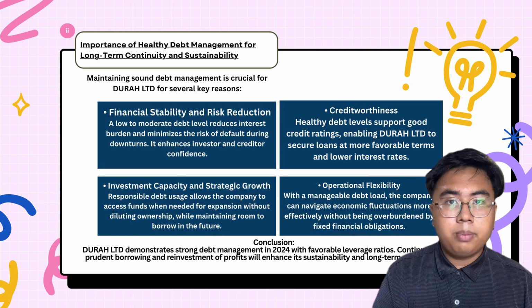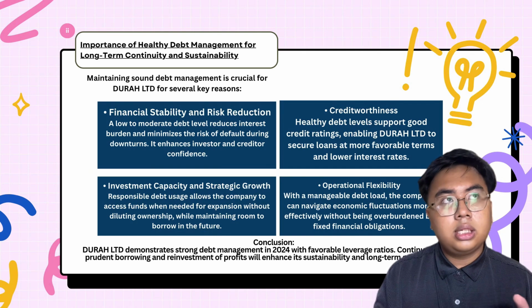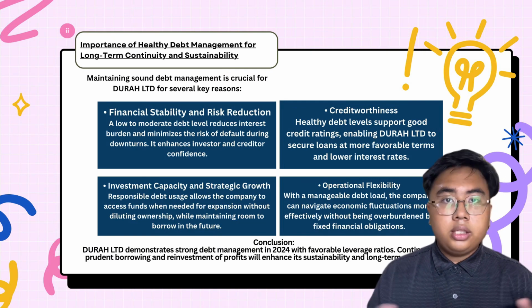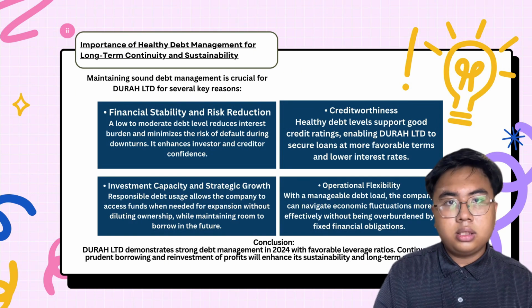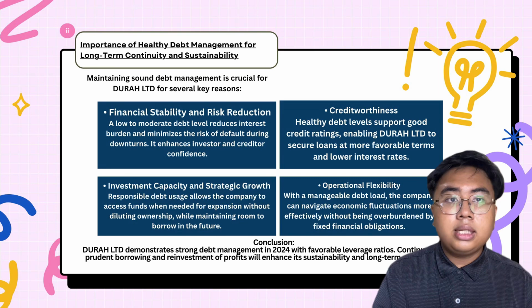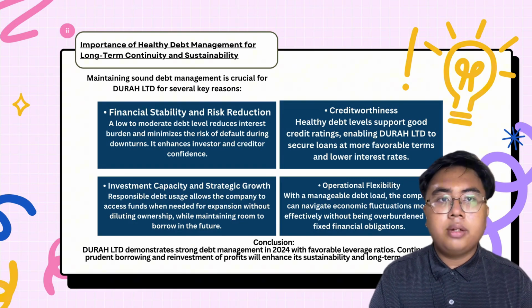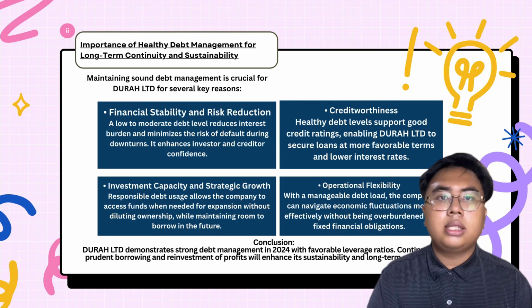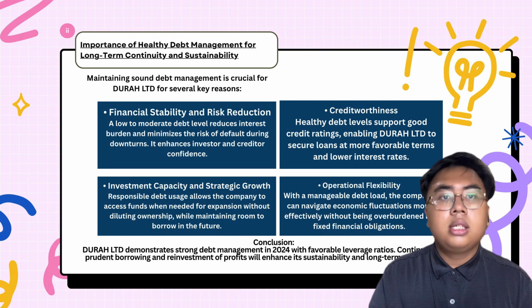Number four is operational flexibility. Low required debt provides the company with the ability to immediately adapt to market change without having to service enormous repayment needs. In summary, Dura Ltd's conservative debt strategy has resulted in robust financial indicators in 2024. This places the company in a favorable position for further growth, decreased financial risk, and long-term viability. Thank you.